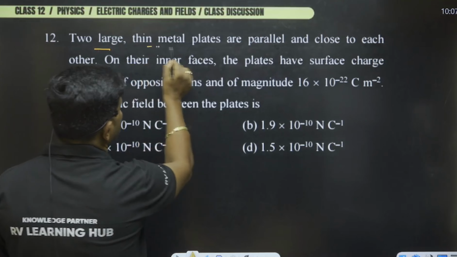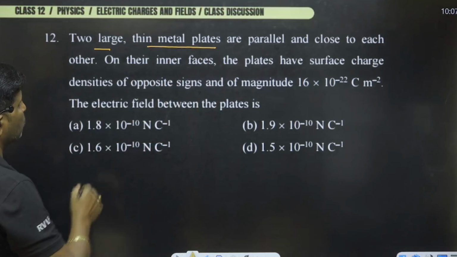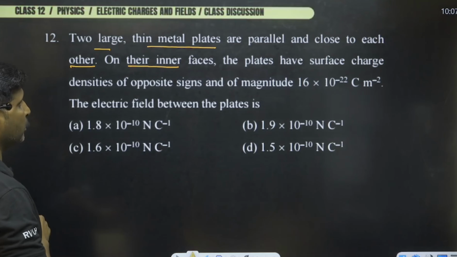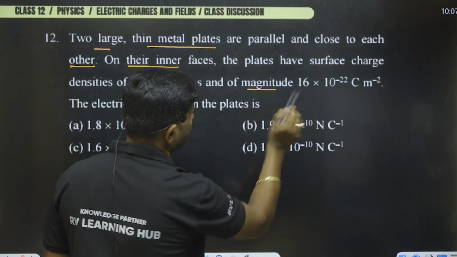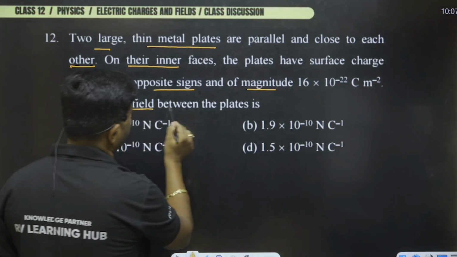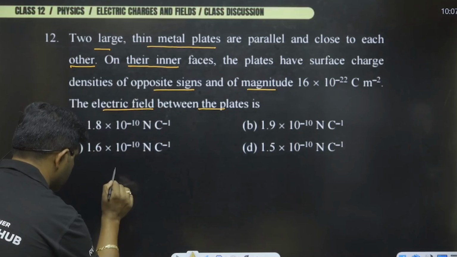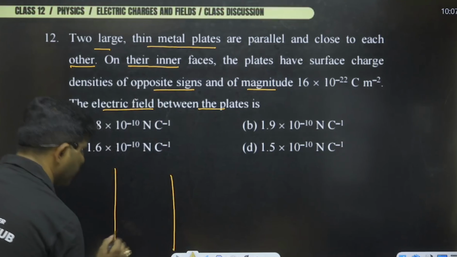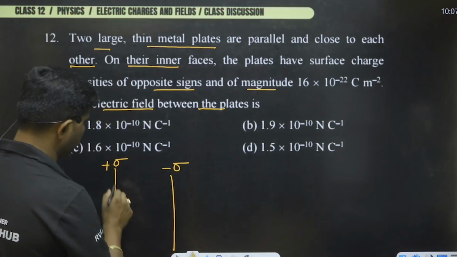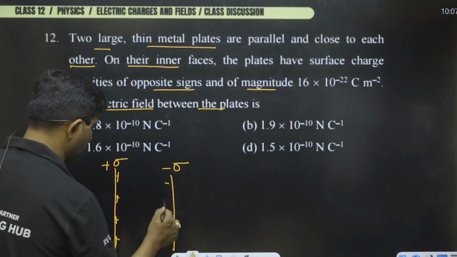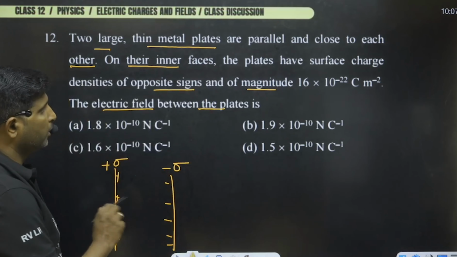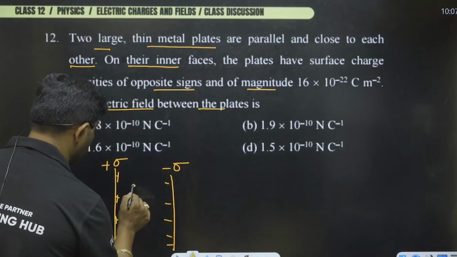Two large thin metal plates are parallel and close to each other. On their inner faces, the plates have surface charge densities of opposite signs and of magnitude 16 into 10 power minus 22 coulomb per meter square. The electric field between the plates is, observe this, there are two large parallel plates as shown here. One is having plus sigma and the other one is having minus sigma. Is it right? And they are asking us to calculate the electric field in between the plates.